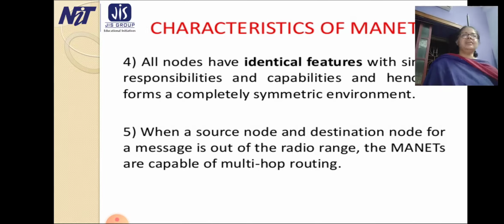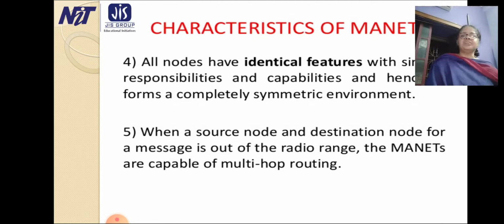Wireless links continue to have significantly lower capacity than infrastructure networks. Energy constrained operation: some or all of the MSs in a MANET may rely on batteries or other exhaustible means for their energy. For these nodes or devices, the most important system design optimization criteria may be energy consumption.